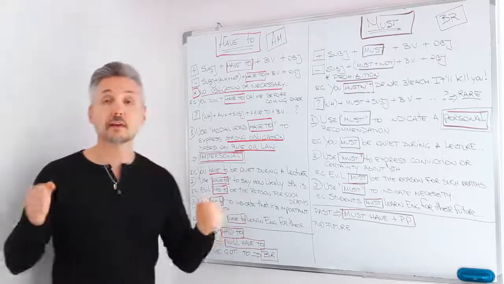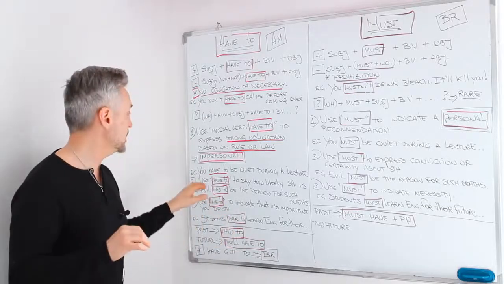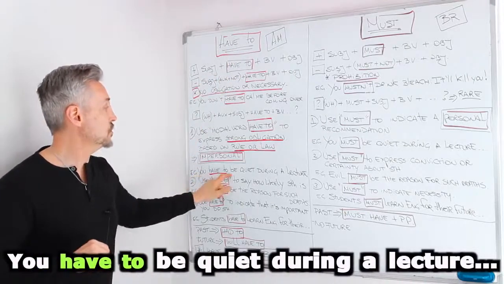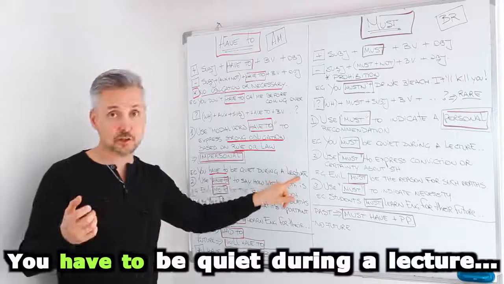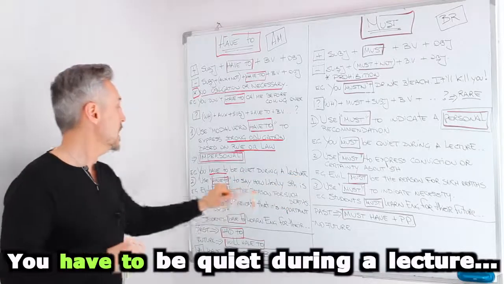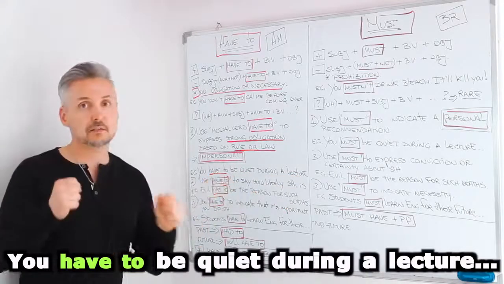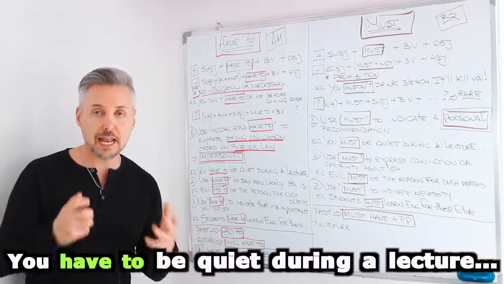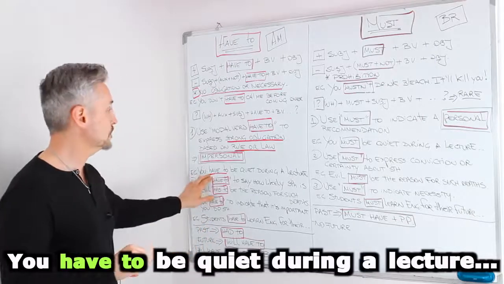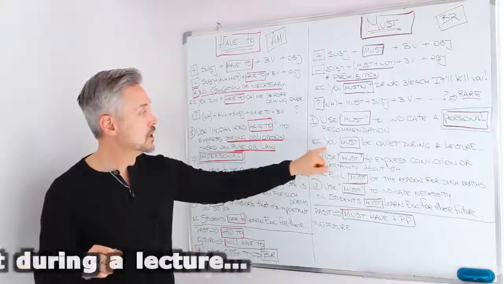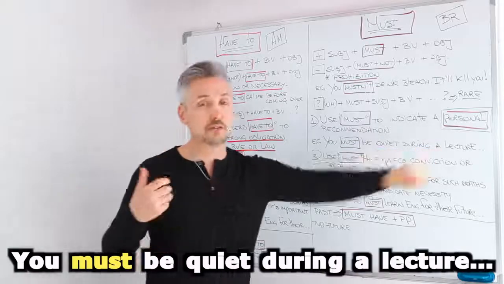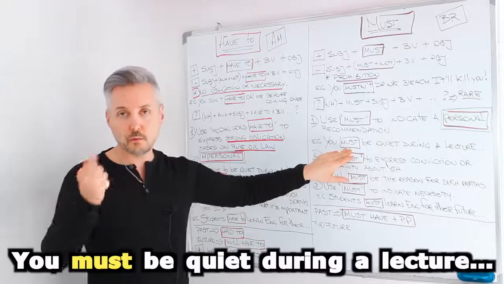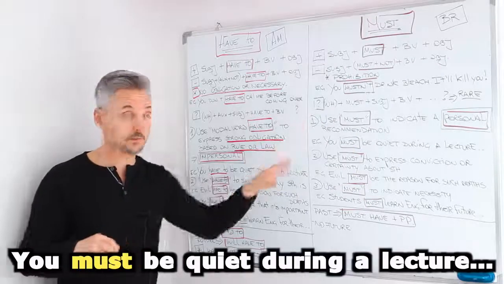Now, I have two examples, and let me show you the examples that I wrote. These are the examples that I gave you at the beginning. The first one with have to is, you have to be quiet during a lecture at university. In this case, have to is a strong obligation, right? I'm telling you because you cannot speak during a lecture at university. Instead, if I say you must be quiet during a lecture at university, this is a recommendation I'm saying to someone, okay? This is the difference.